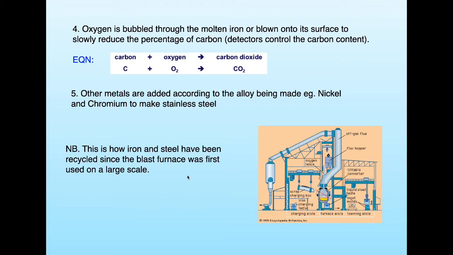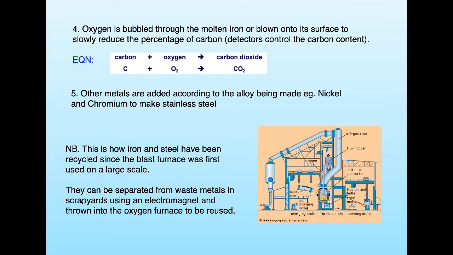Important to realize that this is how iron and steel have been recycled for a long time. It's large-scale recycling. You get waste iron and steel from places like scrapyards, where you can separate the iron-based metals using an electromagnet, and they throw them into the oxygen furnace to be reformed.